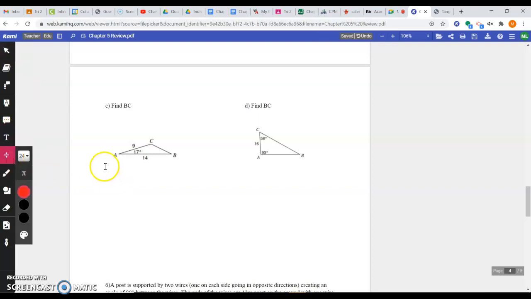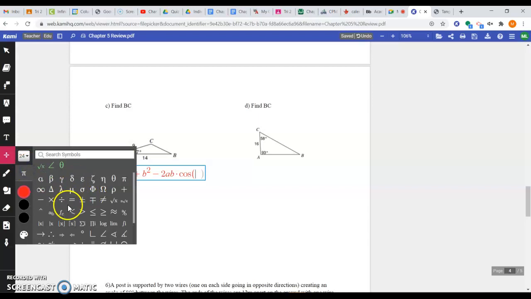So let's start with the equation for law of cosines, which is a squared, screwing up already. c squared equals a squared plus b squared minus 2 times a times b times the cosine of angle C.